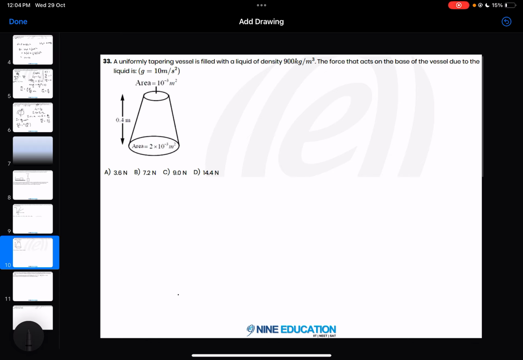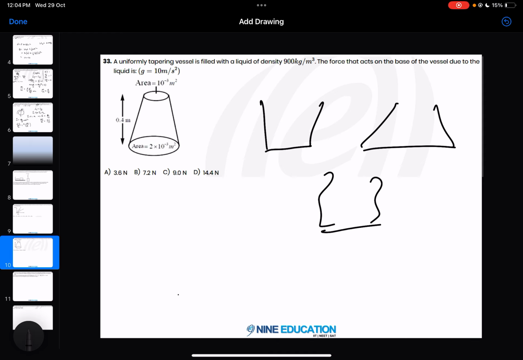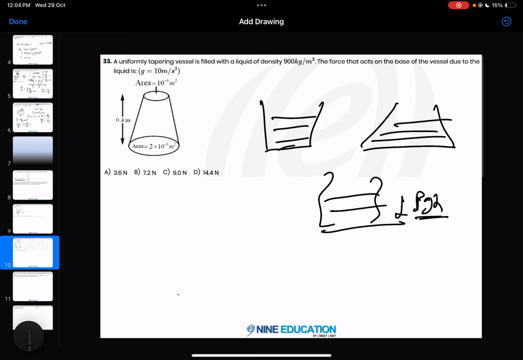Now, in this question, he's just testing you if you know that irrespective of the shape of the container, if the level of water is H, the pressure is going to be rho g H. So force is going to be simply pressure into area, rho g H into area. So if we substitute all the values, we're going to get 7.2 Newton.